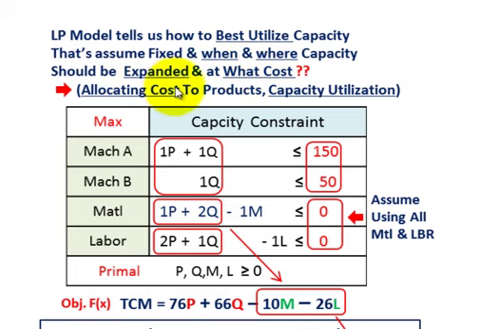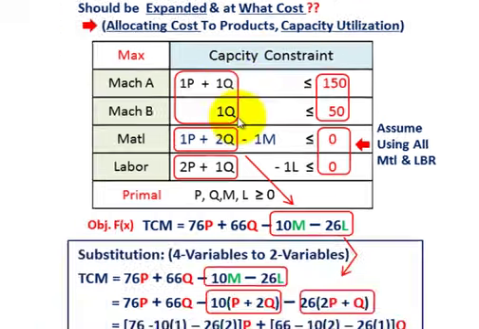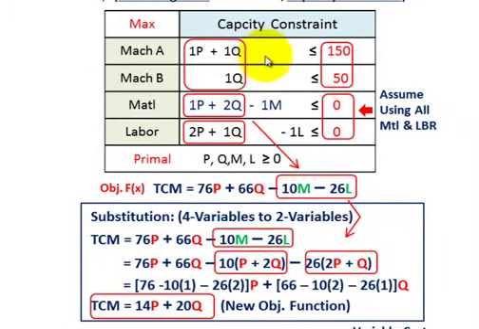So we're going to be allocating our cost here to products for our capacity utilization. Because we have 4 different variables we're dealing with, I want to boil those down to 2 variables, and then we can look at it in terms of graphs, or demonstrate it on a 2D plot. Otherwise, these extra variables are going to cause us a problem.